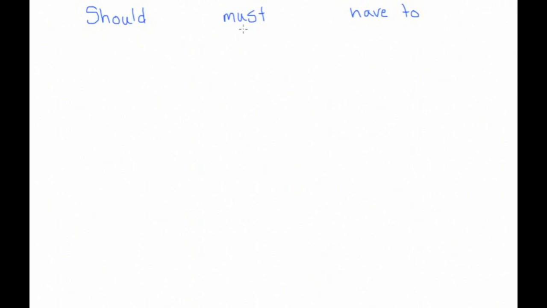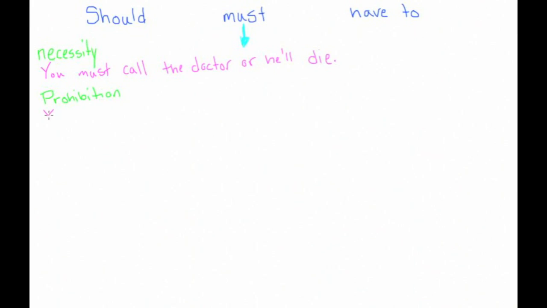Now let's take a look at must. Must is used for necessity. For example, you must call the doctor or he'll die. That's pretty necessary. It's also used for prohibition, so things that you're not allowed to do. You mustn't use your cell phone during takeoff.